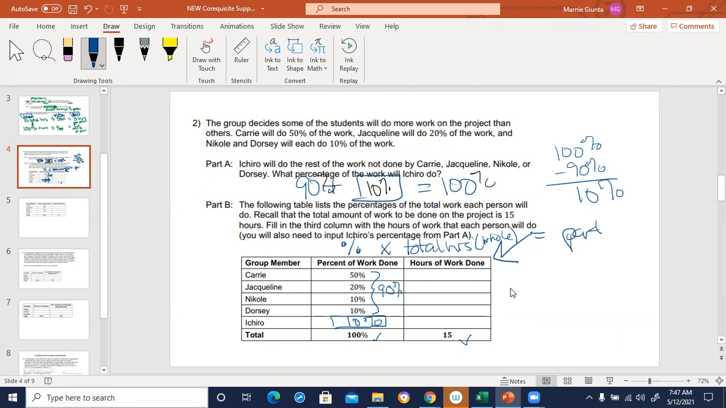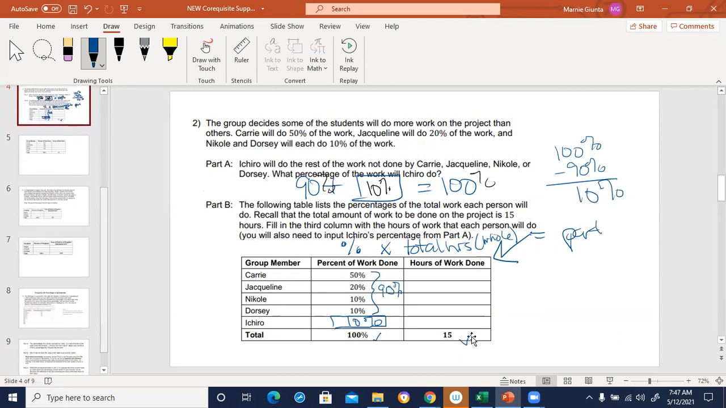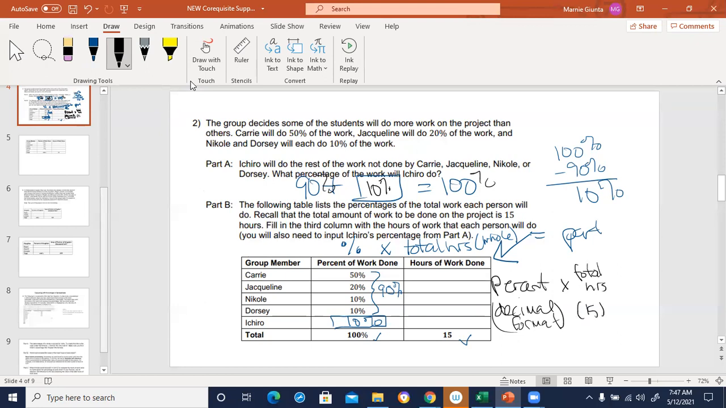So if I can go ahead and write that, I'm sorry, if I can scroll down here a little bit more for you. You are going to take the percent in decimal format, you are going to multiply it by the total hours worked, which we know here is 15, and then that is going to equal the part, and that will be hours worked per person.